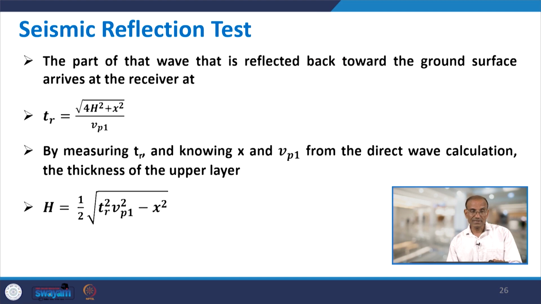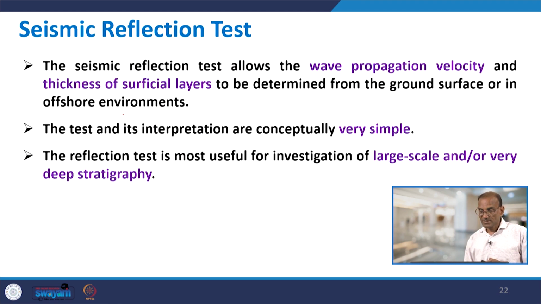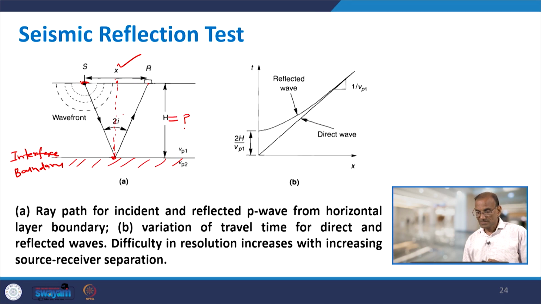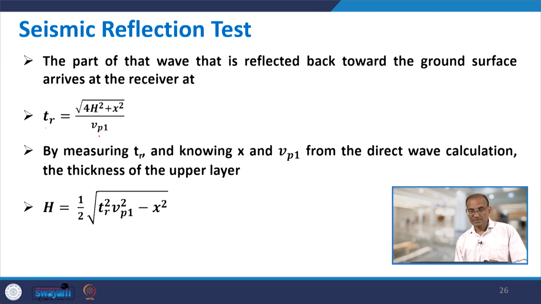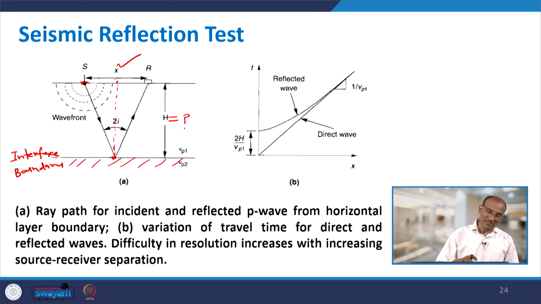Once Vp1 is known, we can use another equation, where the total distance divided by Vp1 is the time, and using this formula we can find the thickness h, which is not known. Let us say the thickness h of this layer needs to be determined. This can be determined simply using this relation: half of the square root of Tr squared Vp1 squared minus x squared. So, that is how to find the thickness of the soil stratum using the seismic reflection test.